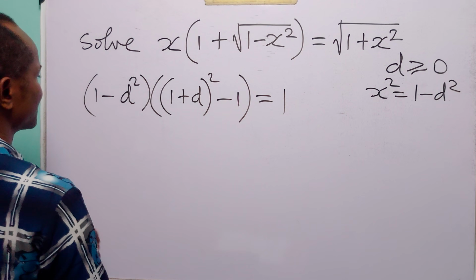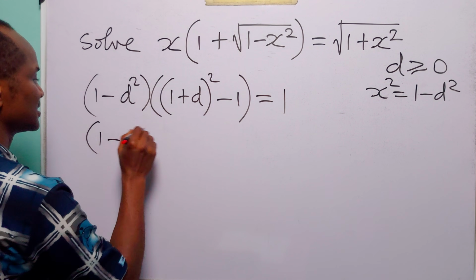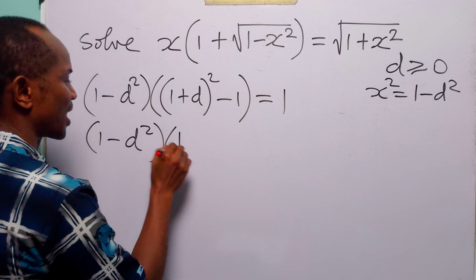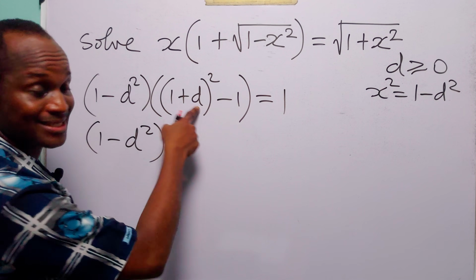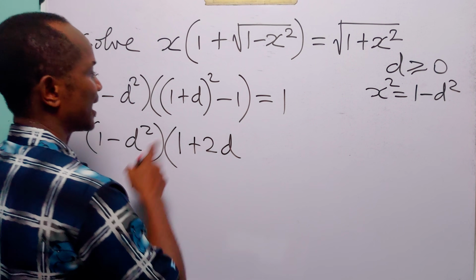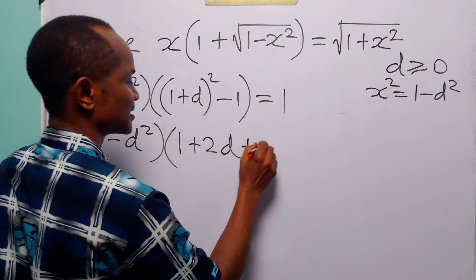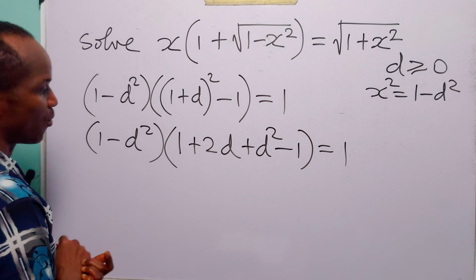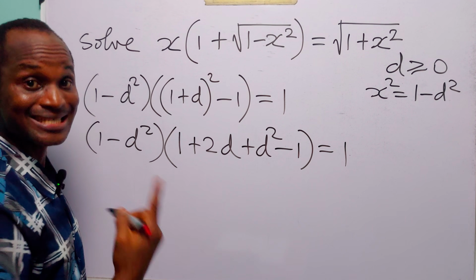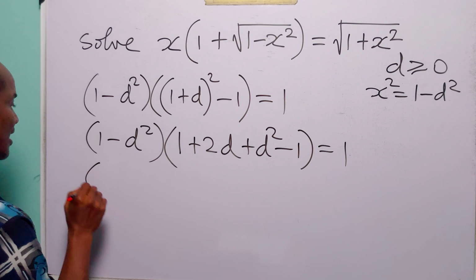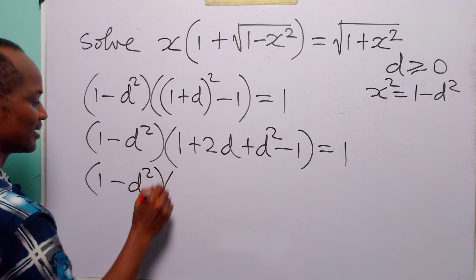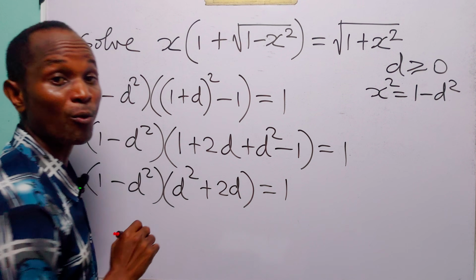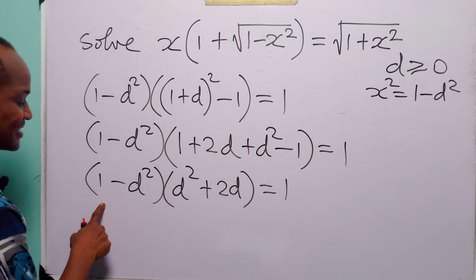Now let us simplify this left-hand side. We have 1 minus d squared into, expanding this bracket, 1 squared, which is 1, 2 times 1 times d, that is plus 2d, and then d squared. Then we have minus 1, and this is equal to 1. Of course, 1 minus 1 is equal to 0. So on the left-hand side, we have (1 minus d squared) times (d squared plus 2d), and this is equal to 1.